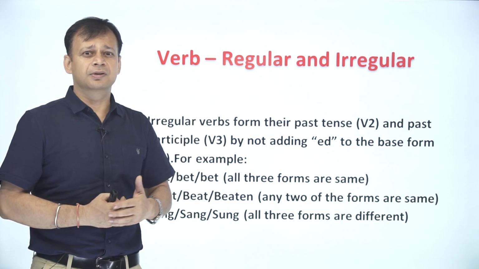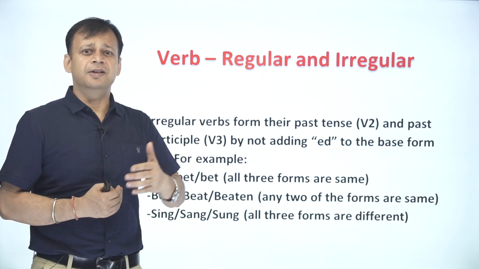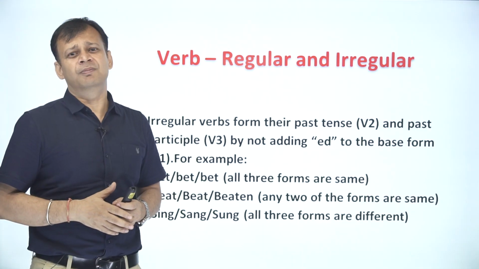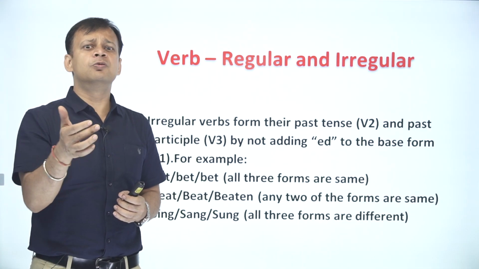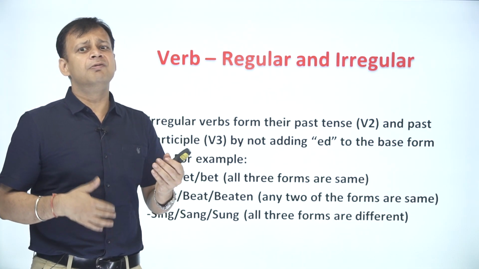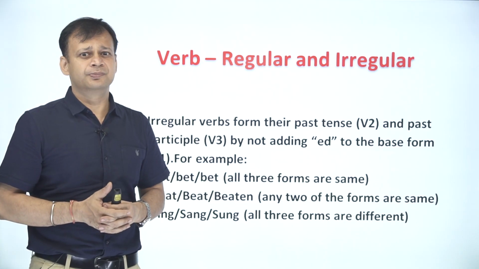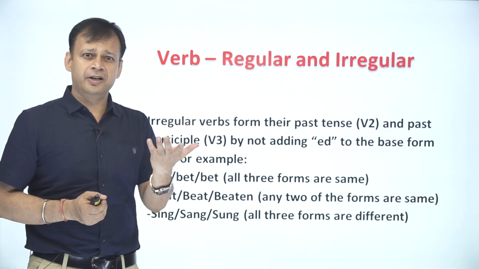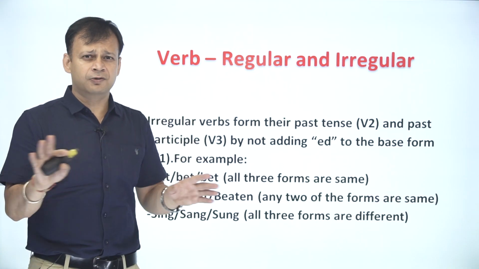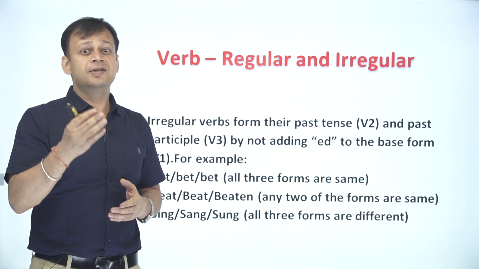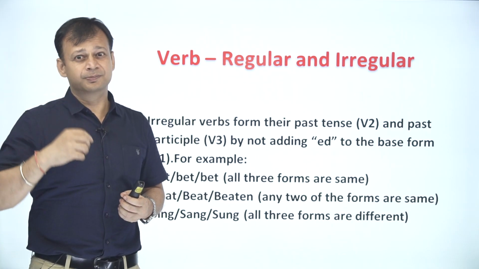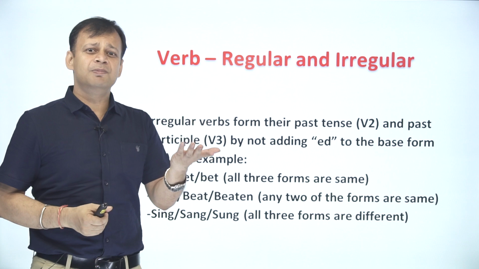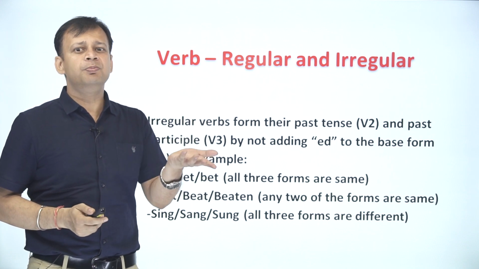The second example, beat, beat, beaten. This is type 2, where any two forms can be the same, either V1 and V2, or V2 and V3, or sometimes even V1 and V3 can be the same. The third example, sing, sang, sung. This is a type 3 irregular verb example where all three forms are different. So friends, in this case we have to memorize the second and third form. Otherwise we might make mistakes while writing or speaking.